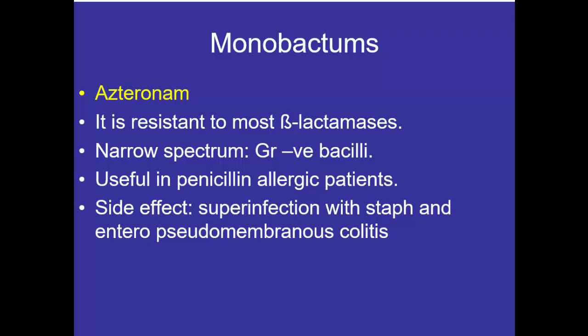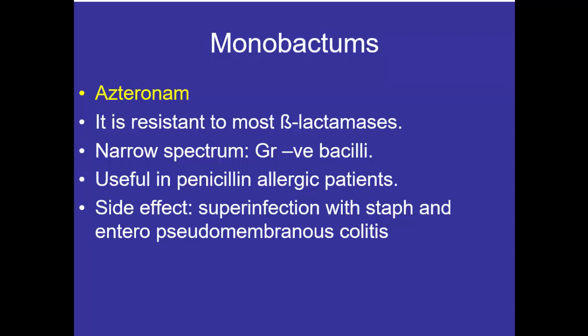So we finish penicillin and cephalosporins of beta-lactam chemotherapeutic agents. Beta-lactam include penicillin, cephalosporins, monobactam, and carbapenems. Monobactam: aztreonam is one of the monobactams. It is resistant to most beta-lactamases, so I can use it in treatment of beta-lactamase producing bacterial infection. It has a narrow spectrum. It is only active against gram-negative bacteria. Very narrow spectrum.